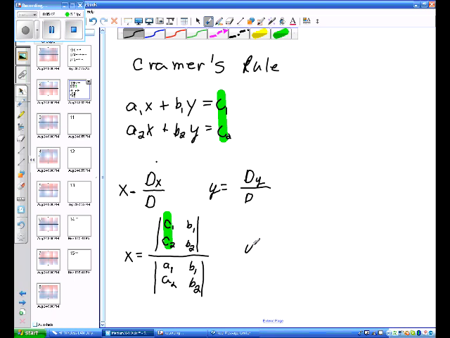Okay, when we're solving for the y, then for our determinant, we'll write down our a's, the coefficients for our x's. Then in place of our y's, since this is the variable that we're solving for, we put our answers, or our constants. The denominator, again, is the same as what we had. It's our coefficient matrix.